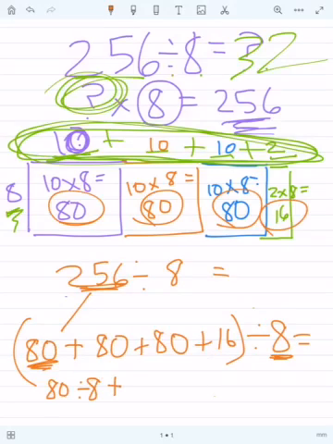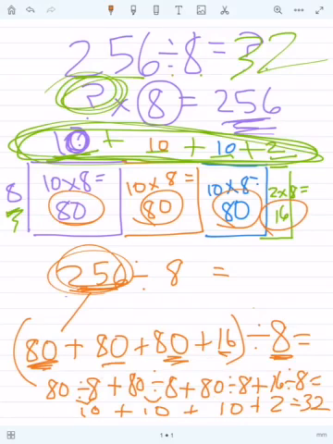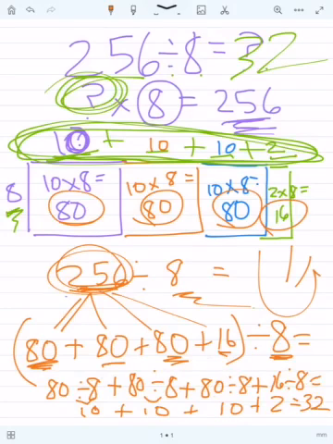We were able to do 80 divided by 8 again, 80 divided by 8 again, and then 16 divided by 8. And then we just found all these quotients. 10 plus 10 plus 10 plus 2. And got our 32. So when you have a big number like that, we can break it up to make it easier to divide. Awesome!